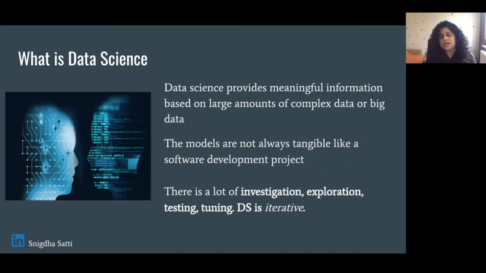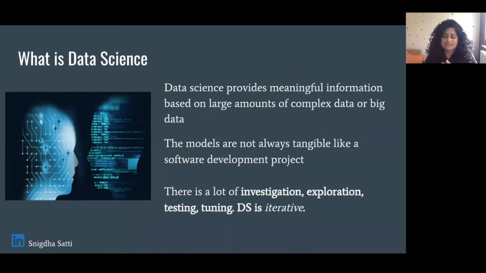While building a data science model, as I was saying, it is an iterative approach. A lot of investigation and exploration of data is done, and then a model is built, and then there is a lot of testing and tuning. They look at the outcome, whether it's working or not. If it's not working, it goes back into the investigation, exploration, testing, and tuning phases.